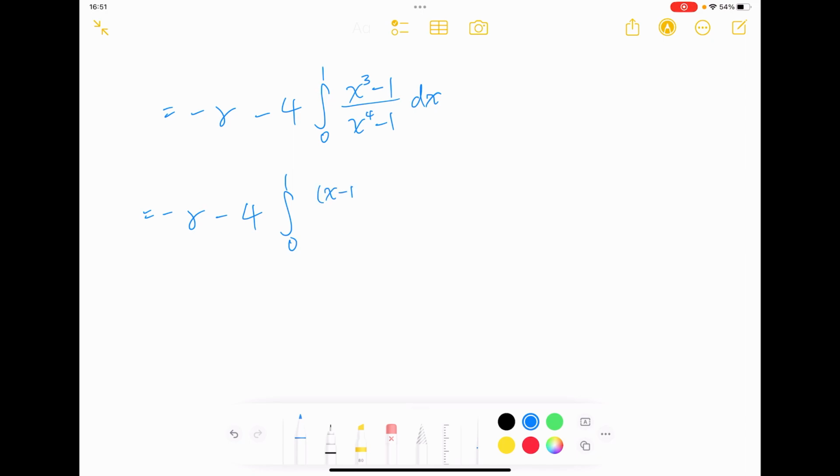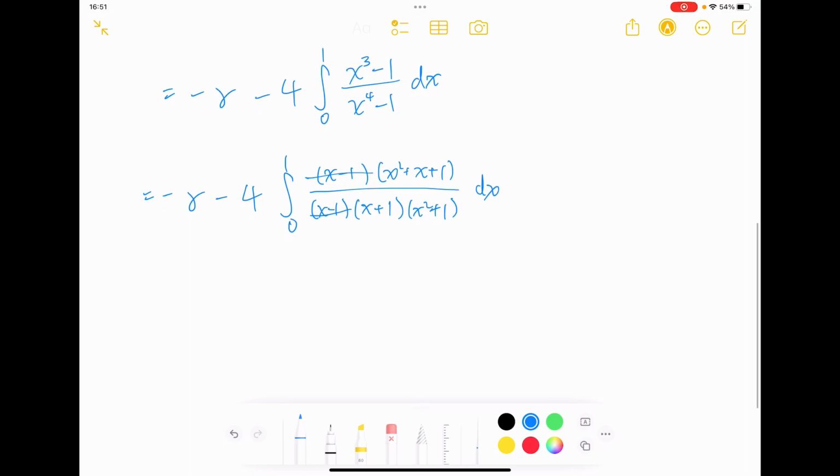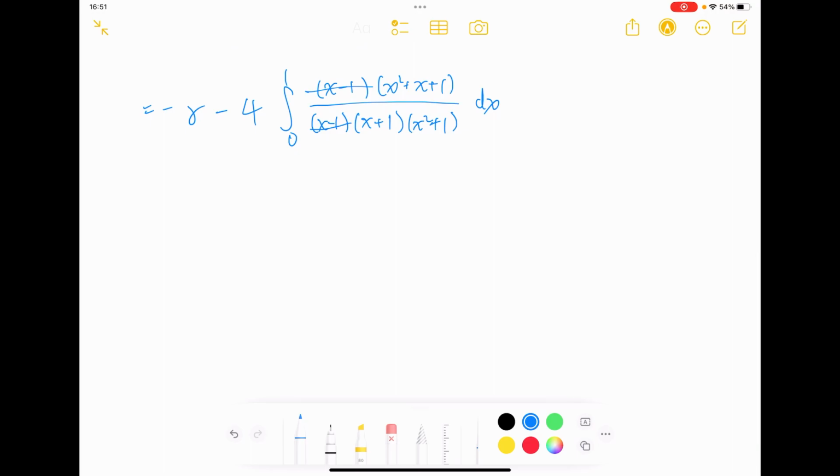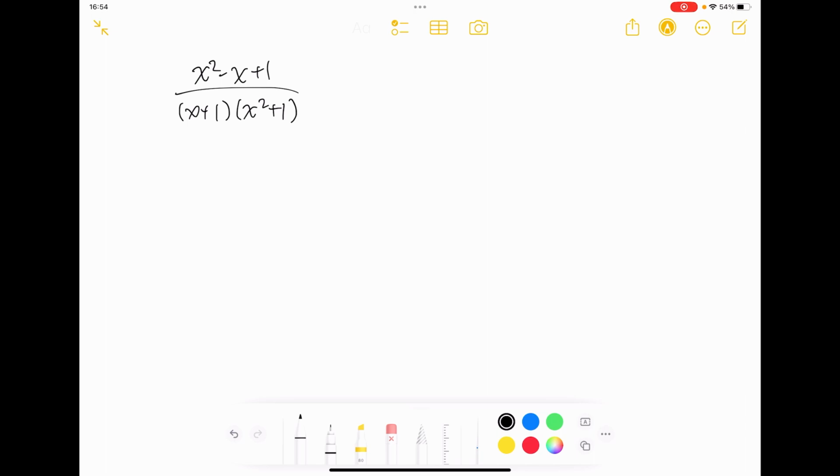of x minus 1 times x squared plus x plus 1 divided by x minus 1 times x plus 1 times x squared plus 1. Hope you all agree with this factorization, and we can cancel this out. So what we're left with is this integral, which we are going to do partial fractions on. So we have this rational function that we have to integrate, and we're going to do it with partial fraction decomposition, because of course that's the most rational way to do it.